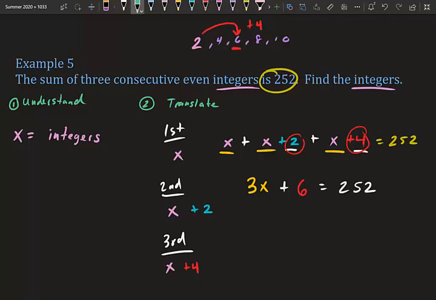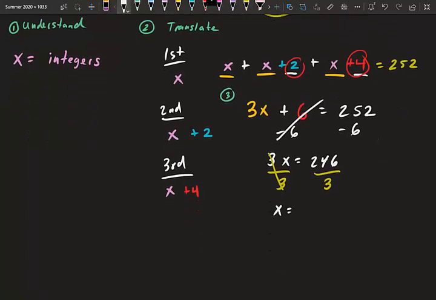And now we're on to our third step, we're doing it right now. We're solving. So we're going to subtract 6 from both sides. And when we do, we have 3x equals 246. And then we divide by 3. So we get x equals 82. So that's what the first number is. So to translate our fourth step, our first number, so the integers are, our first number is 82, so the next one is 84, and the next one is 86.